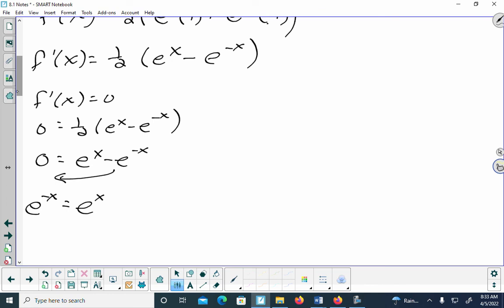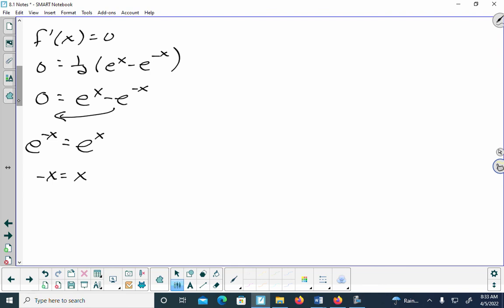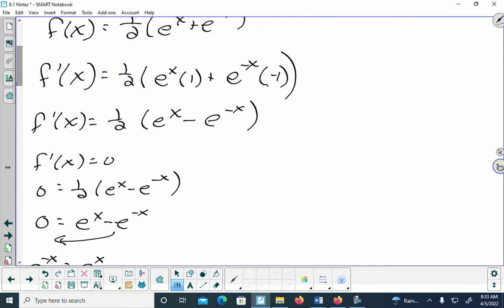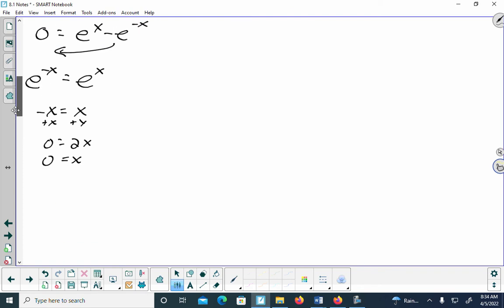They have the same base, so I can set the exponents equal to each other. I'm going to add x to both sides. So I'm going to have 0 is equal to 2x, x is equal to 0. So that is one place where the derivative is equal to 0, is when x is equal to 0. Then I'm going to ask myself, when is the derivative undefined? And that would be never. It has a domain, so this does not apply. So now I am going to go back to this point here, which is 0.